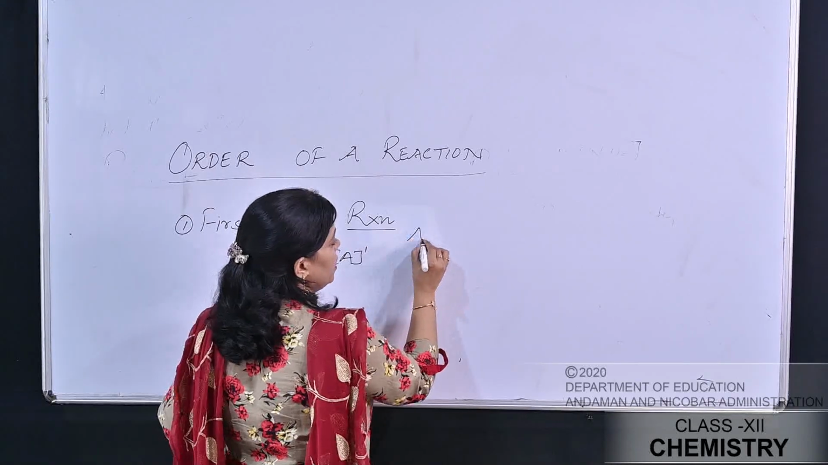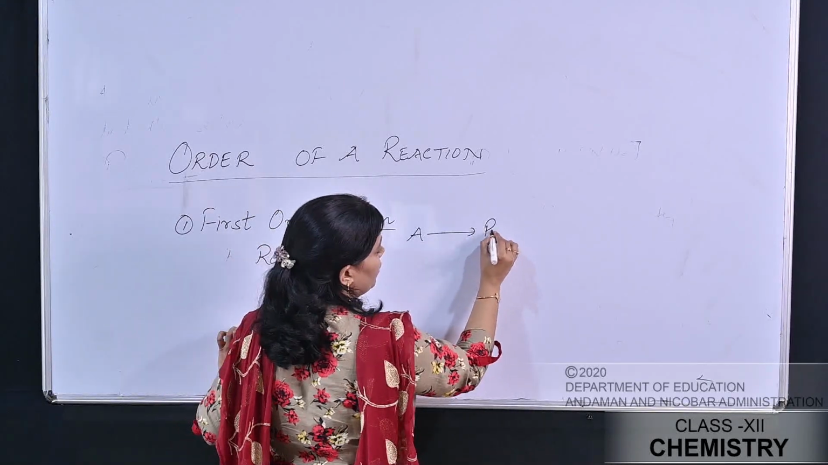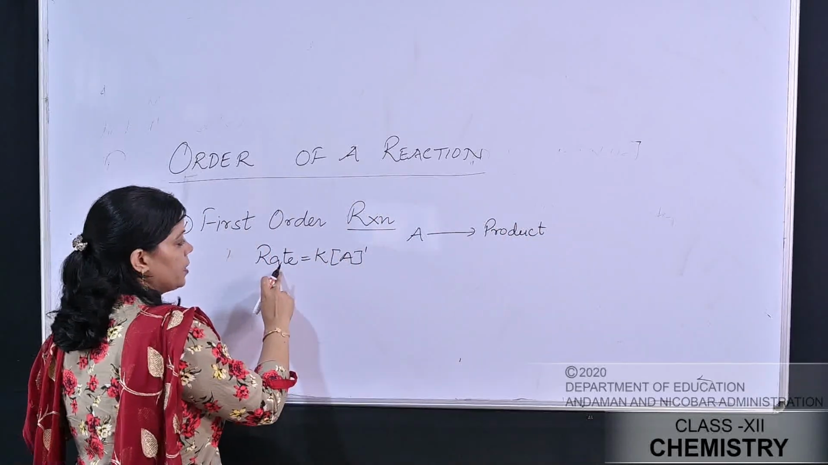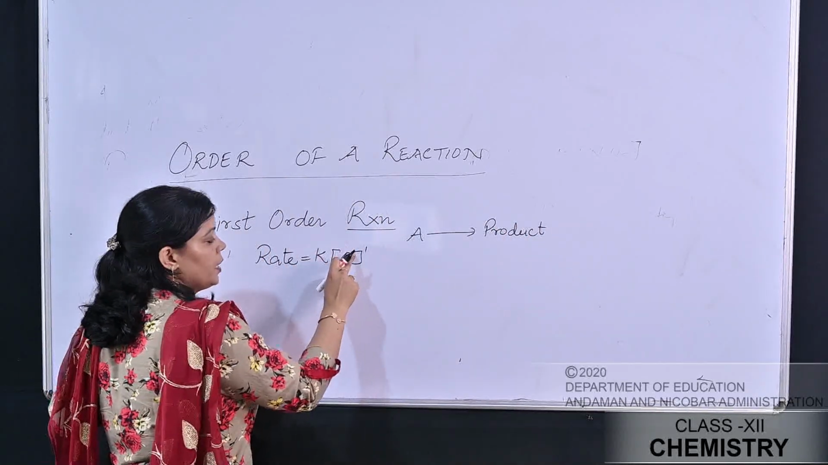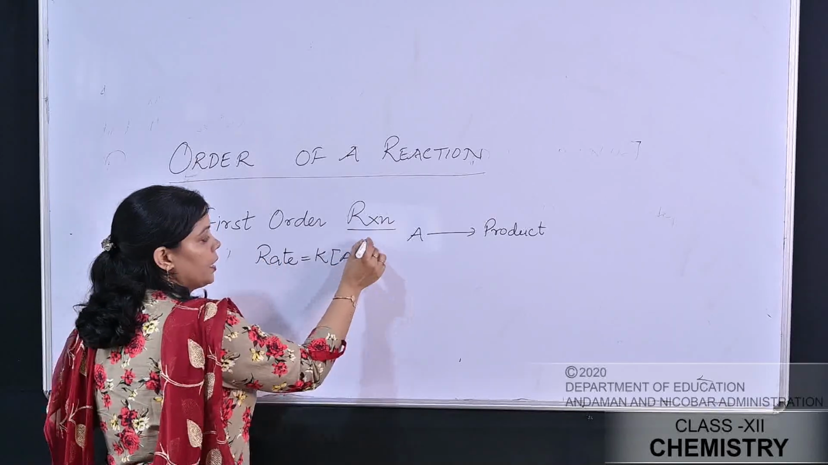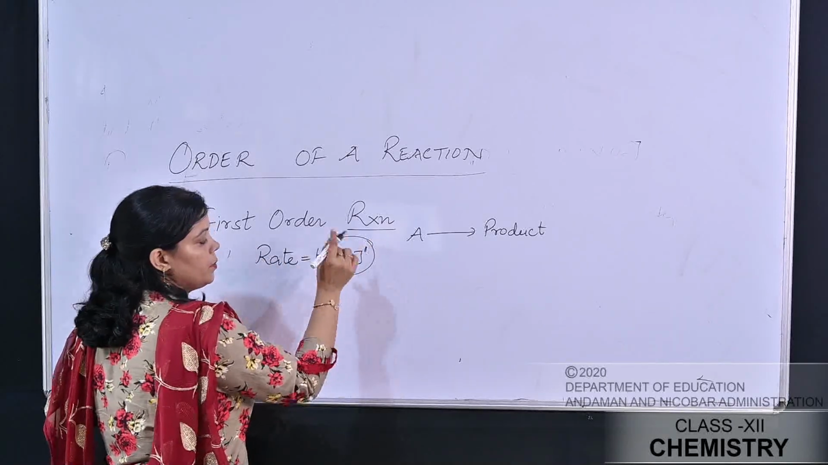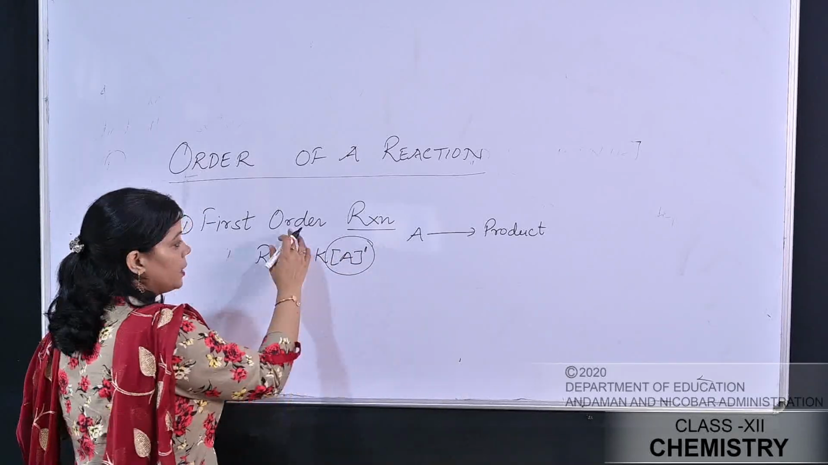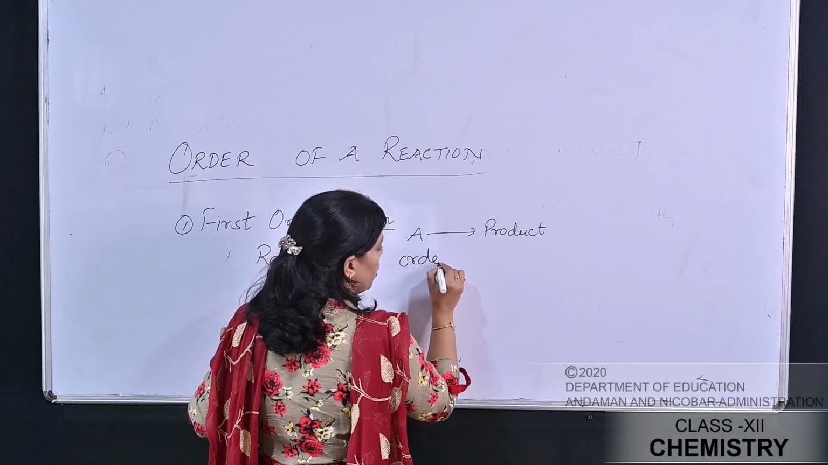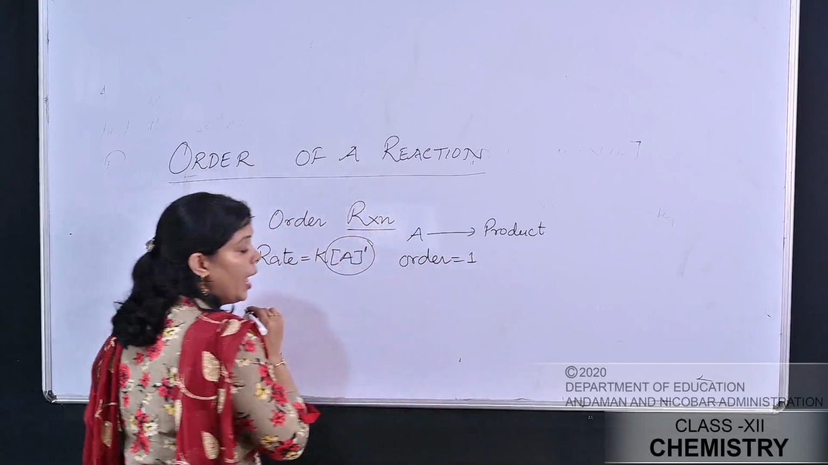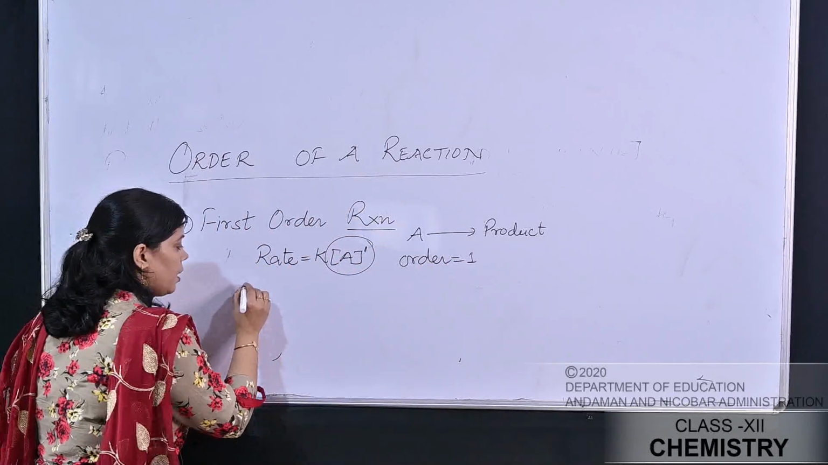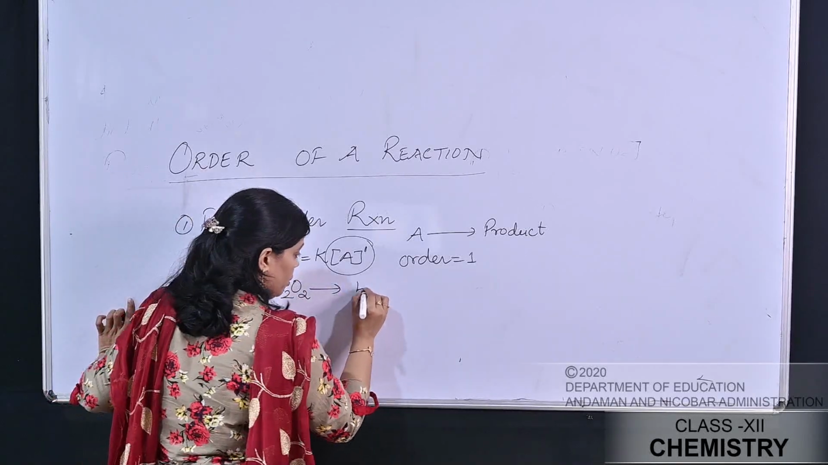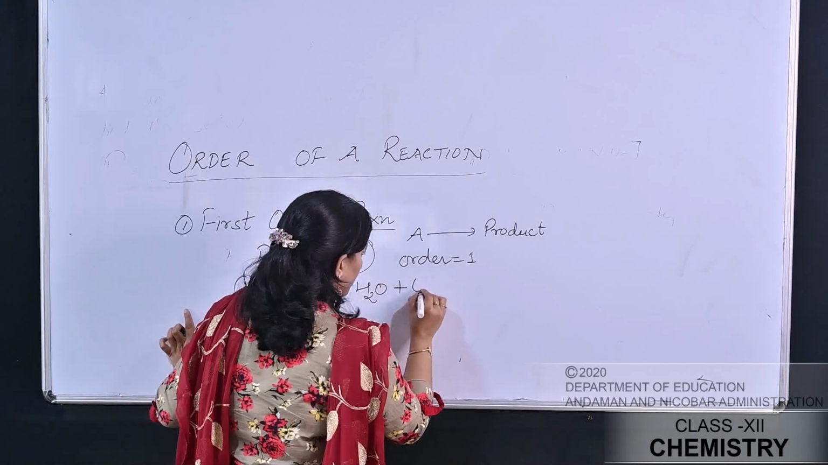For this we take a general example: A on reacting gives the product. For this reaction we can write the rate expression, that is, rate is equal to K, concentration of A raised to power 1, and here the concentration is raised to power 1, which means the sum of the powers of the concentration present in the rate law expression is equal to 1. That reaction is named the first order reaction. Here the order is equal to 1, and the examples of first order reactions are, first, the decomposition of hydrogen peroxide to give H2O plus O2.